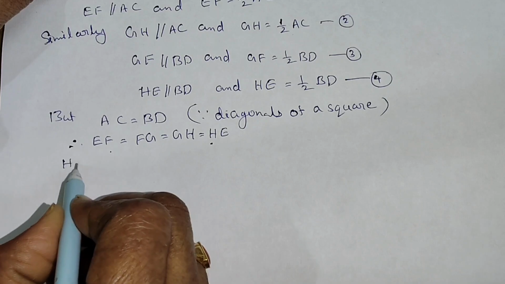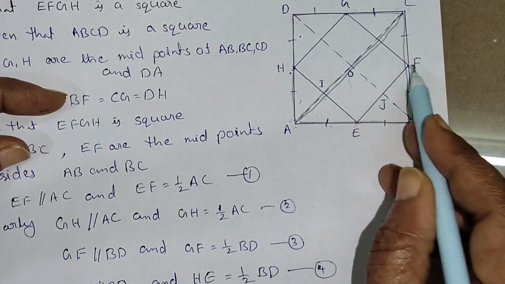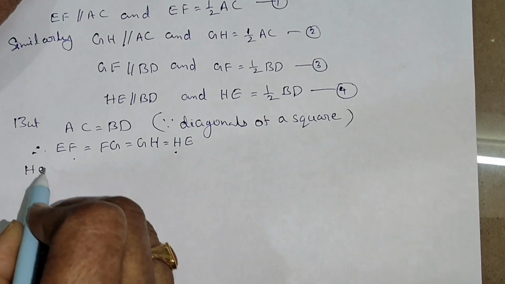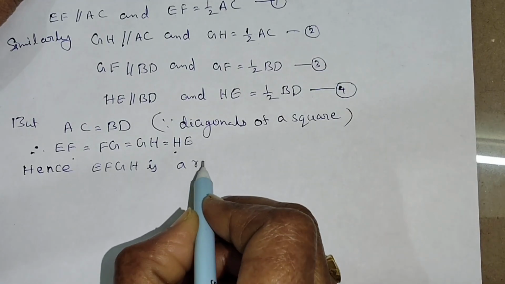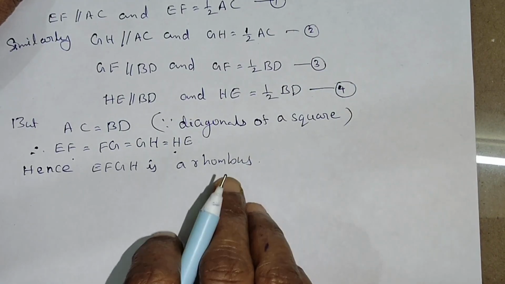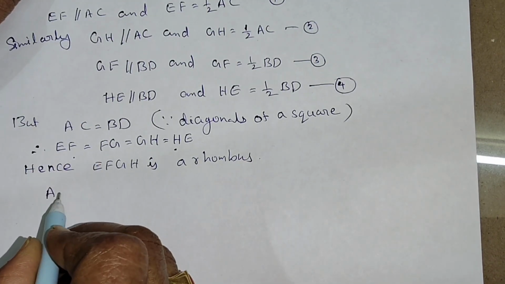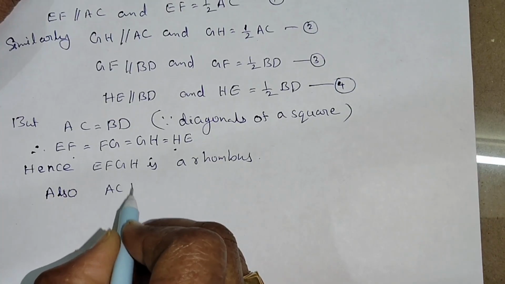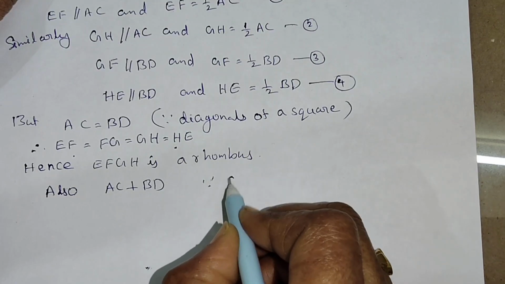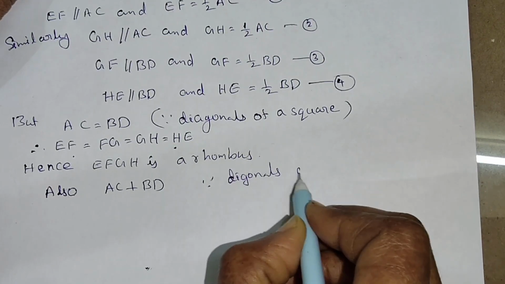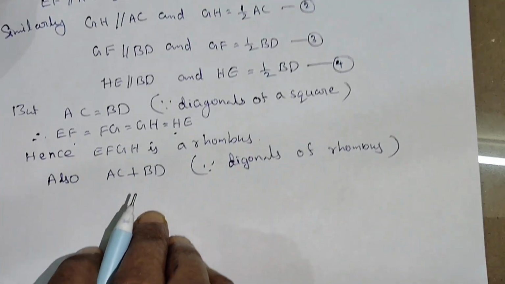So four sides are equal, which means EFGH is a rhombus. Hence EFGH is a rhombus. In a rhombus, the diagonals are perpendicular to each other. These two are the diagonals of the rhombus.